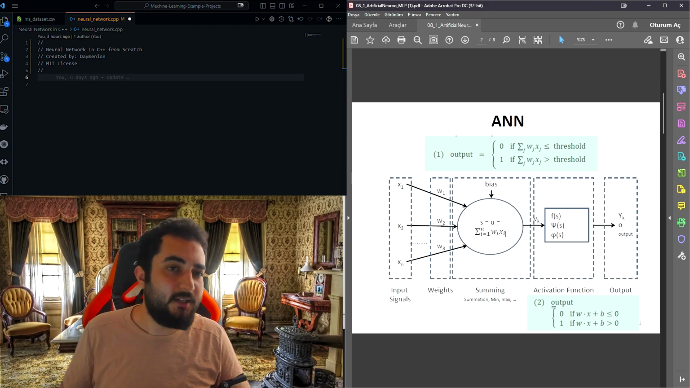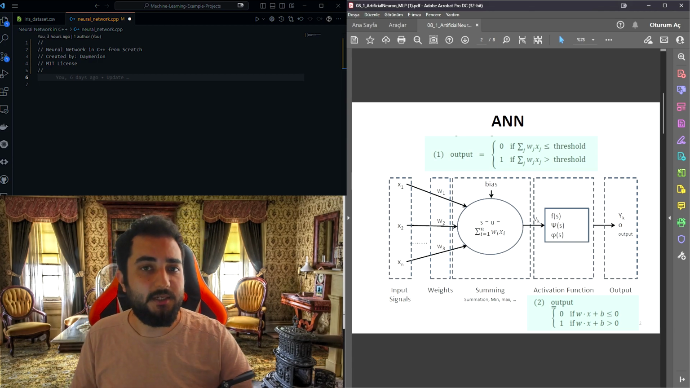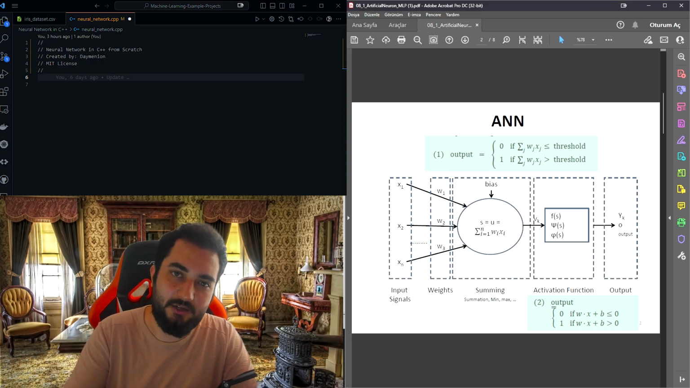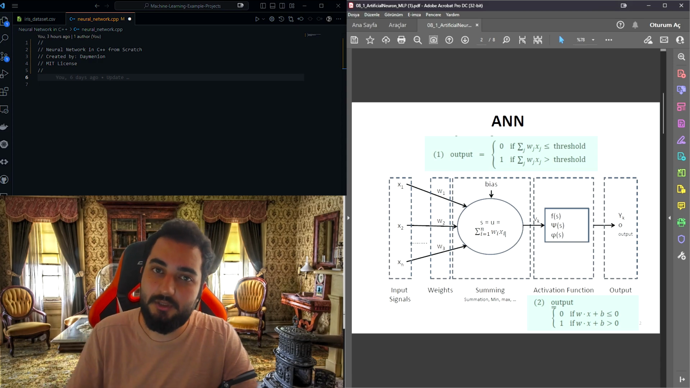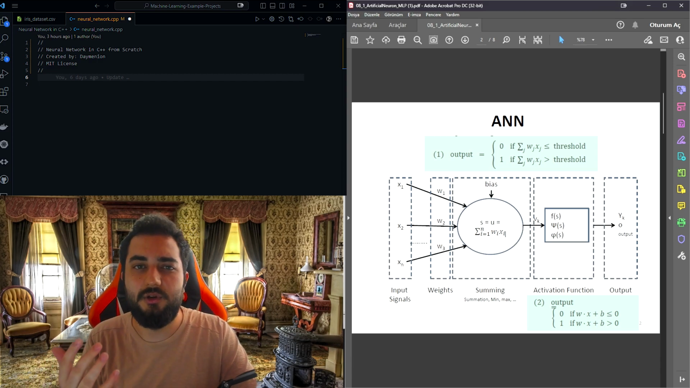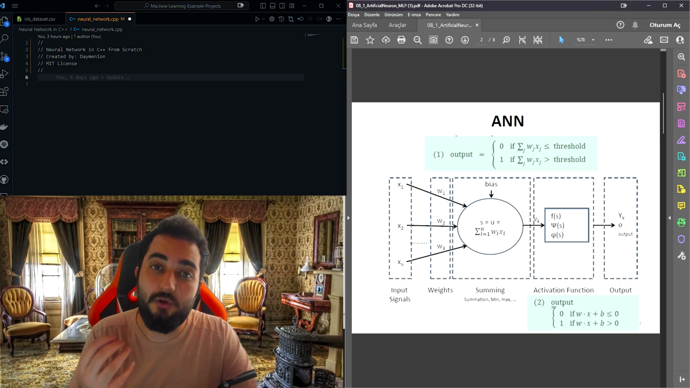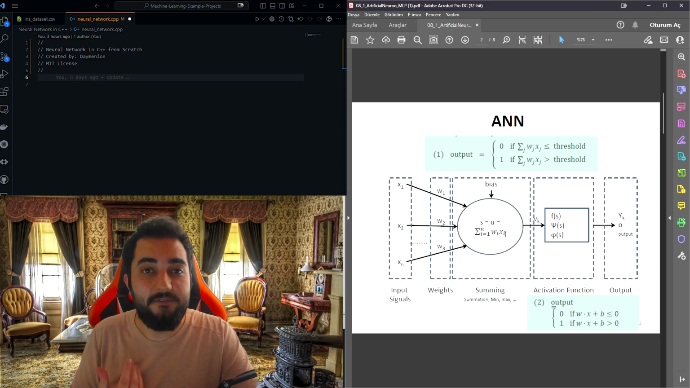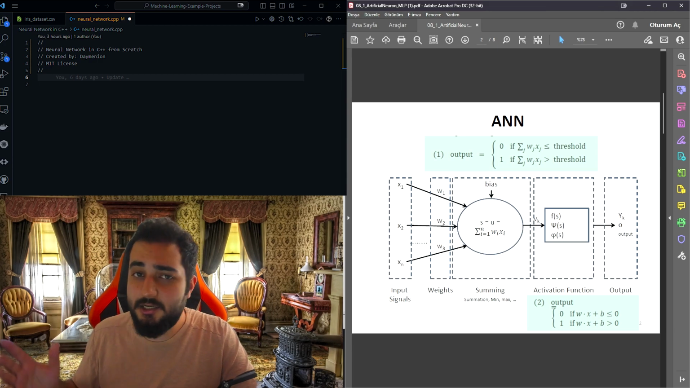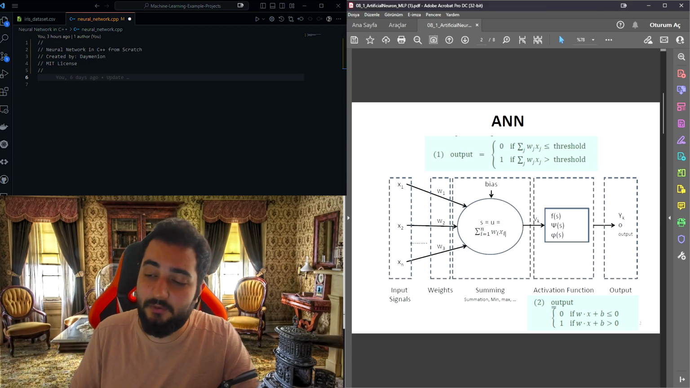So what is an activation function? An activation function is a function that is applied to the output of a neuron in a neural network. It determines whether the neuron should be activated or not based on the input signal. An activation function also introduces non-linearity to the neural network, which allows it to learn complex patterns from the data. There are different types of activation functions, such as sigmoid, ReLU, linear, softmax, etc. Each activation function has its own advantages and disadvantages.